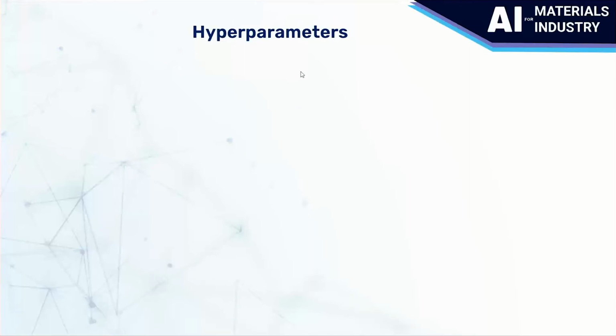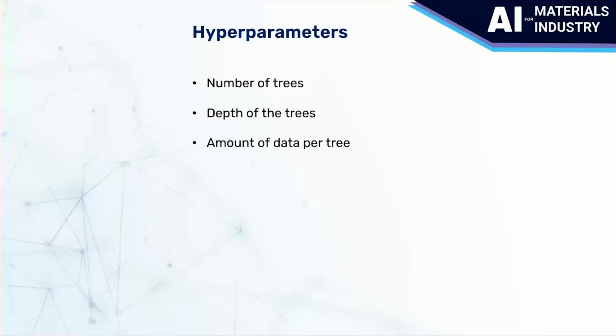These are the parameters that you give to your model to tell it how to determine its own internal parameters. These are things like how many trees do you have, how deep are your trees, how much of your data set do you show each tree, and how many of your columns in your spreadsheet do you show to each of these trees. And there are, of course, many more.